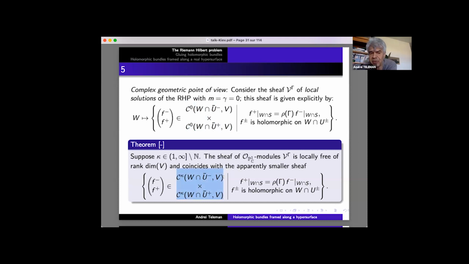Of course, you'll be astonished. How is this possible, that continuity implies K differentiability? The explanation is that we don't have only continuity, but on the interiors, we have holomorphy. And this means that imposing holomorphy on the interiors and the gamma compatibility together give us K differentiability of F plus and F minus up to the boundary.